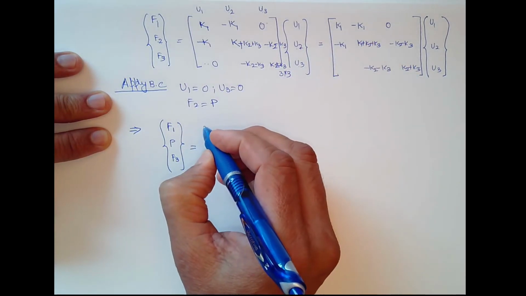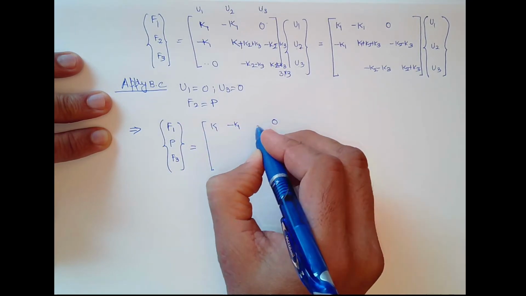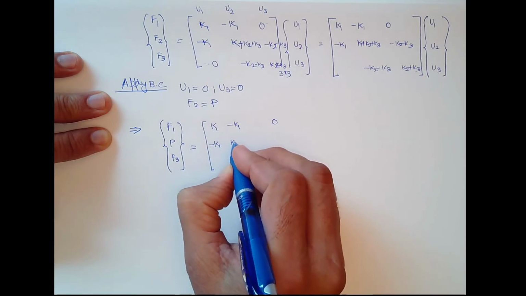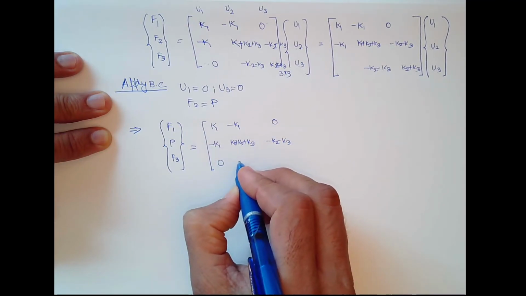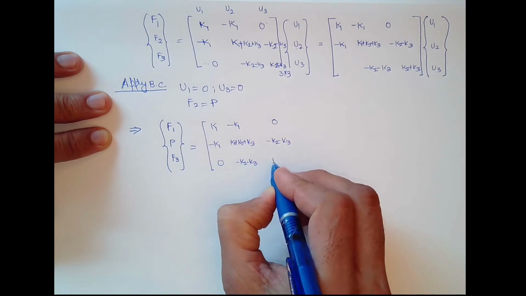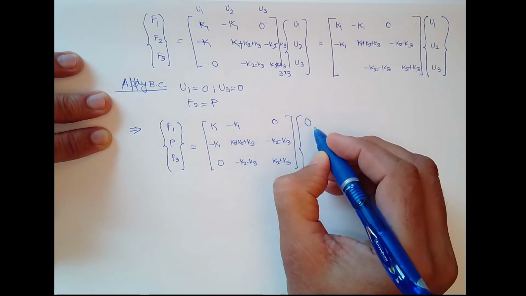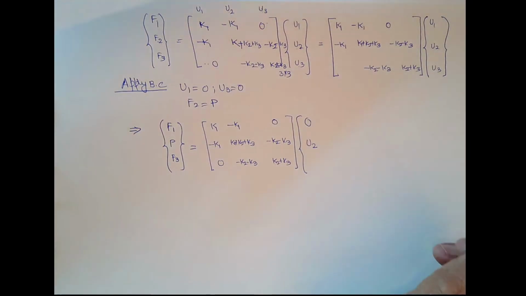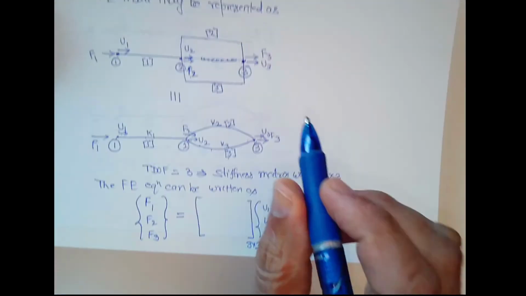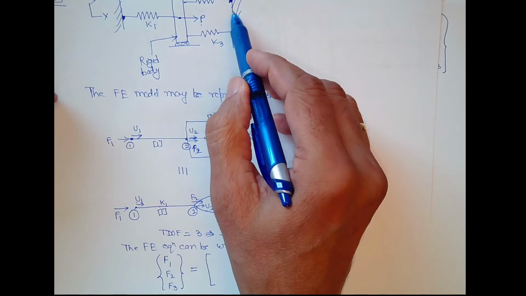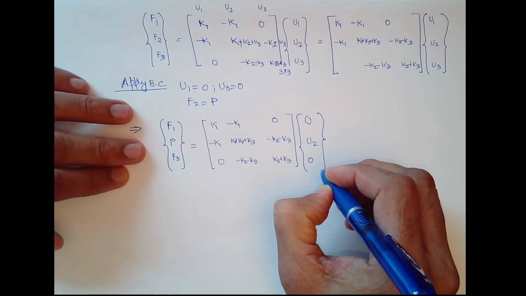So F1 will remain there, F2 is P, F3 will remain there because some reactions are coming, that is equal to K1, K1 is some value, so I will write K1 minus K1, this is 0, this is minus K1, this is K1 plus K2 plus K3, this is minus K2 minus K3, this is 0, this is minus K2 minus K3, this is K2 plus K3, and this part U1 is 0, U2 is the nodal displacement of node 2 has to be determined, and U3 is 0 because this U3 is the node which is connected with the fixed wall, and wall has no deflection. So this is 0.